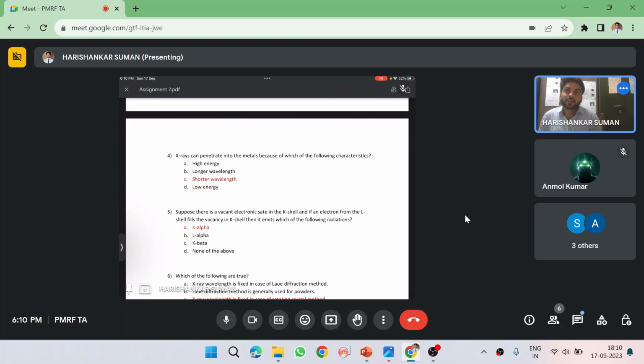So what is the range of the X-ray? Let me calculate the energy of the X-ray. How can we say this is low, this is high energy? What is the criteria? X-ray can penetrate metal because of, okay, with reference to metal. Let me tell you the range of X-ray, from where to where.